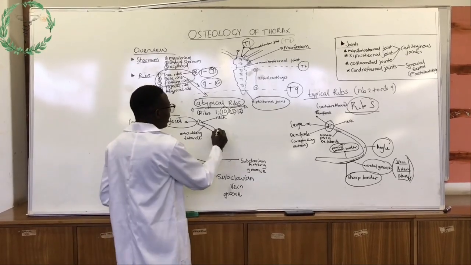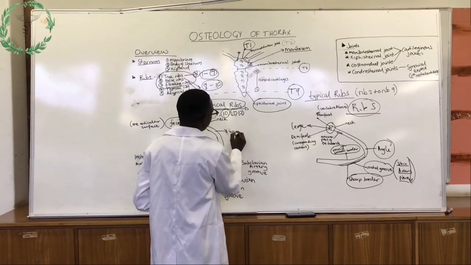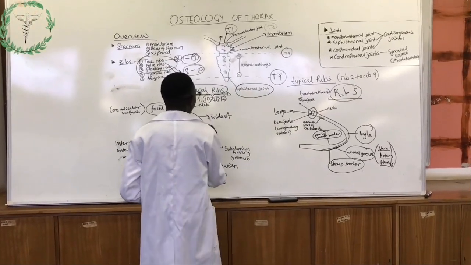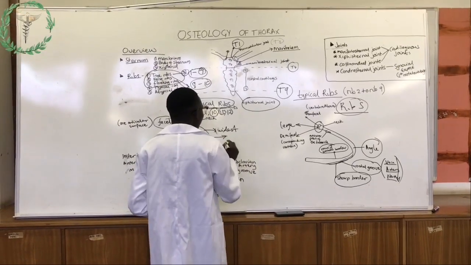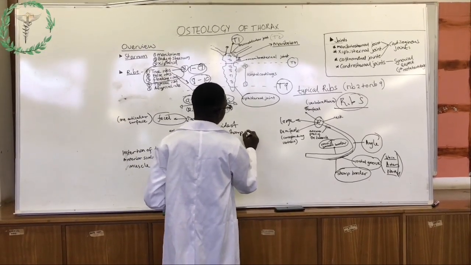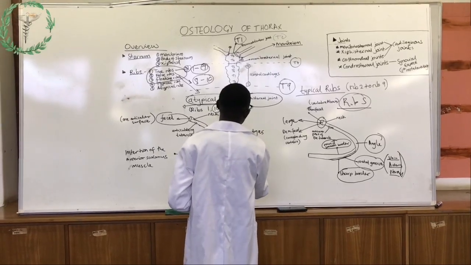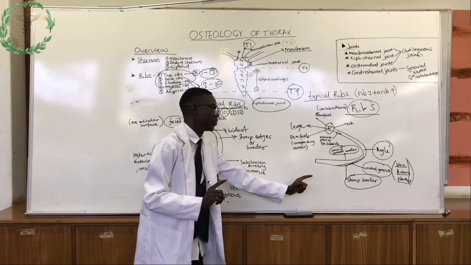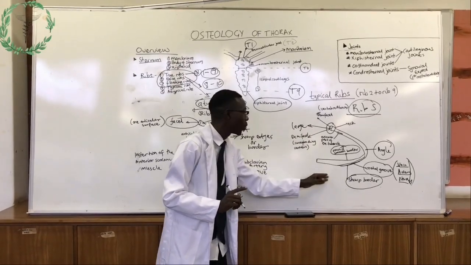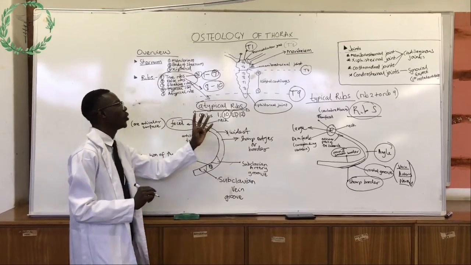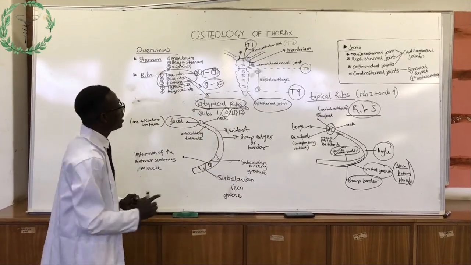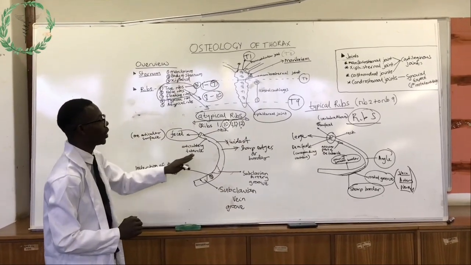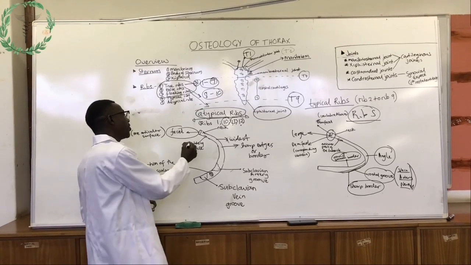Rib number 1 is the widest rib. You need to get it that it's the widest rib, and also it has sharp edges or borders. It has no costal groove. So typical ribs have a costal groove, but the atypical ribs have no costal grooves. And then we go to rib number 10, rib number 11, and rib number 12. These ribs have no tubercle. That's the main difference. They have no articulating tubercle.